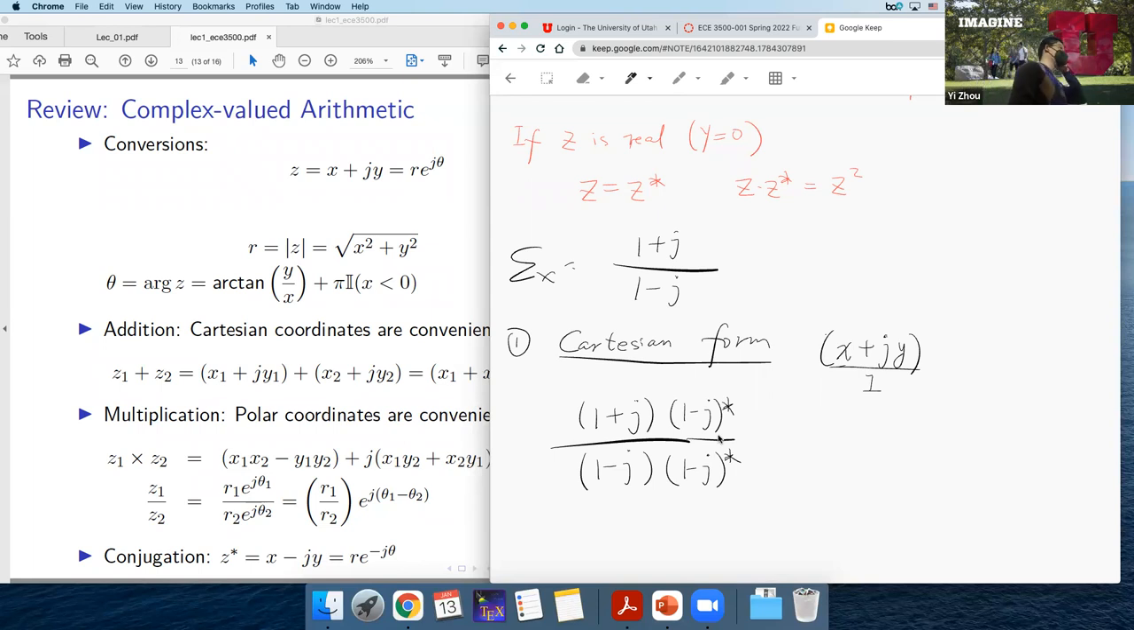Yes. Okay. Just multiply both sides by the conjugation of the denominator. Now the denominator is 1 minus j, so its conjugation is 1 plus j. Right? The conjugation only reverses the sign of the imaginary part.